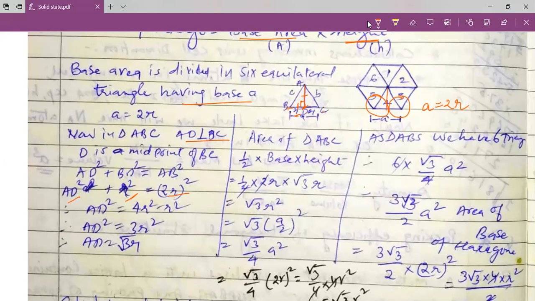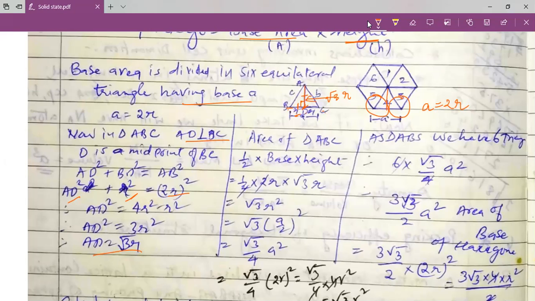So your AD square plus R square is equal to 2R square. Therefore AD square is equal to 4R square minus R square. Therefore AD square is equal to 3R square, or we can say that AD is equal to square root of 3 R. So this value, square root of 3 R, you get. This is the value for this length.